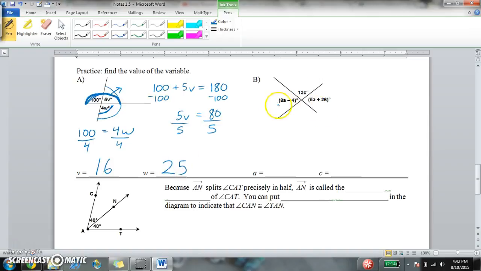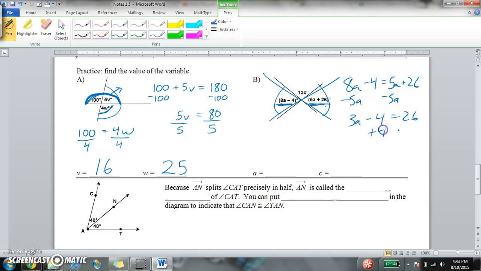Same thing over here. I'm going to solve for a first, since I have a here and a here, and then I've got a c here. So I'm going to hold off on that until I solve for a by relating these two angles right here. So we can see again, these make an X, therefore they're vertical angles. So I can set them equal to each other. Get all my a's on one side. Divide by 3. a would equal 10.